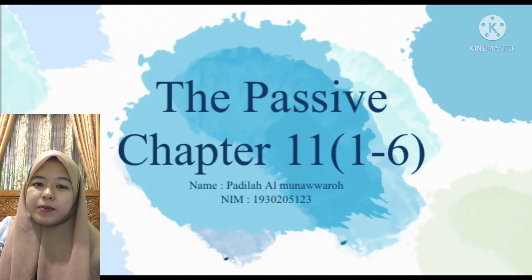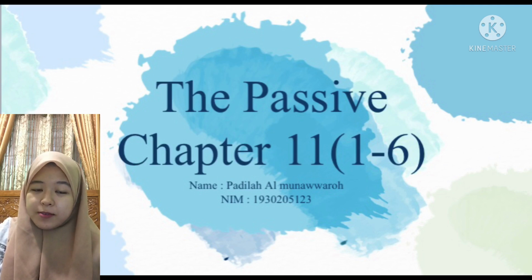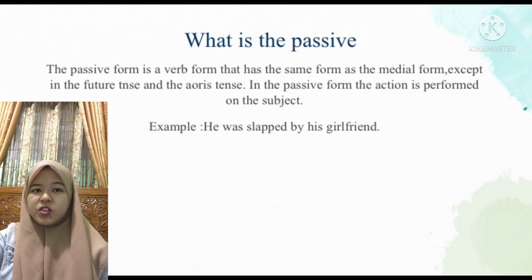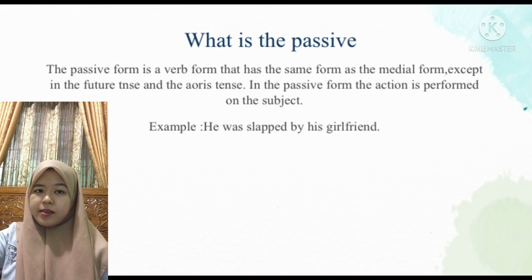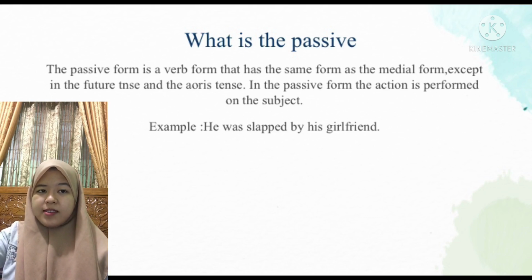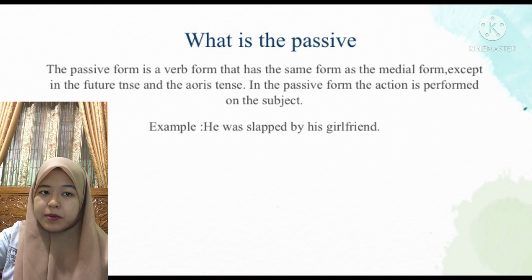Okay, in this video I will explain about the passive, chapter 11. Okay, what is the passive? The passive form is the verb that has the same form as the medial form, except in the future tense and the aorist tense. In the passive forms, the action is performed on the subject. For example, he always slept by his girlfriend.